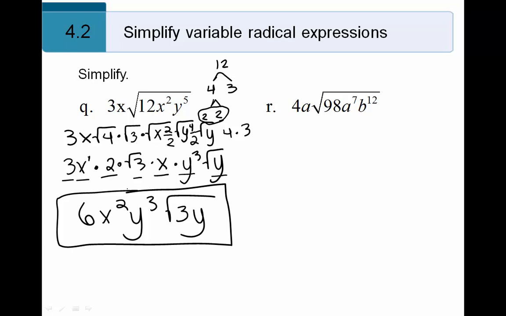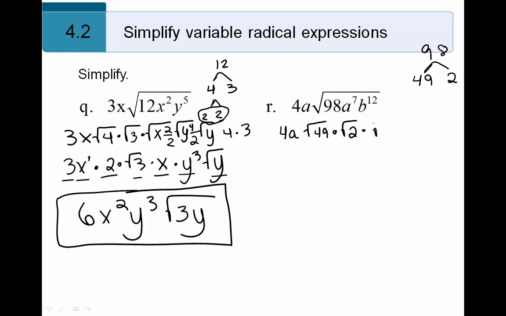And then the final problem that I'll be doing with you, if you go to do a factor tree for 98, you'll notice it breaks down to 49 and 2. And 49 is a perfect square because 7 times 7 is 49. So that's how I'm going to split up the 98. So the 4a drops down. I'm going to have radical 49 times radical 2.